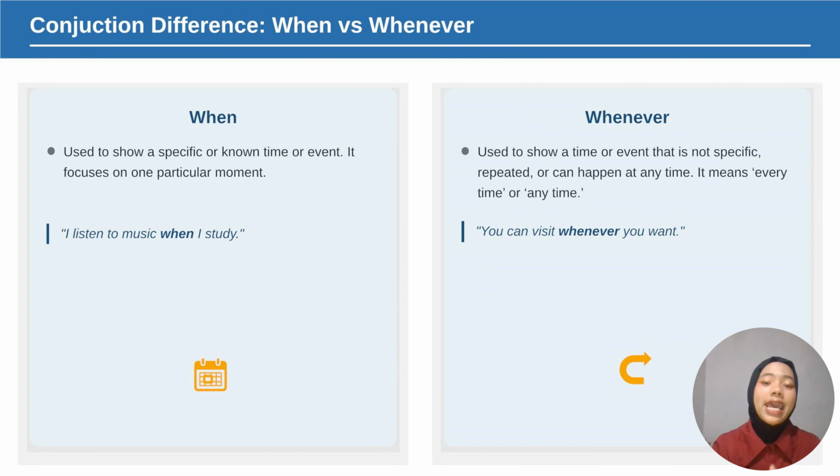Next, we have when and whenever. When refers to one specific moment. For example, I listen to music when I study. In this sentence, when refers to one particular situation, the moment I study. Meanwhile, whenever means anytime or every time something happens. Example, you can visit whenever you want. Here, whenever means at any time. It tells us the action can happen repeatedly. So, when is specific and whenever is more general and repeated.